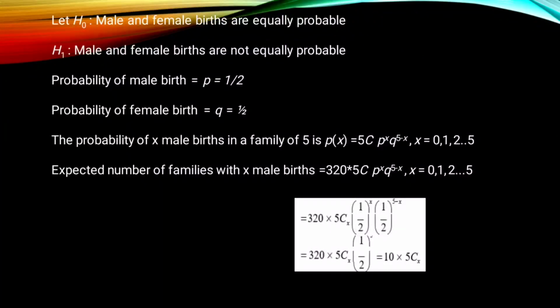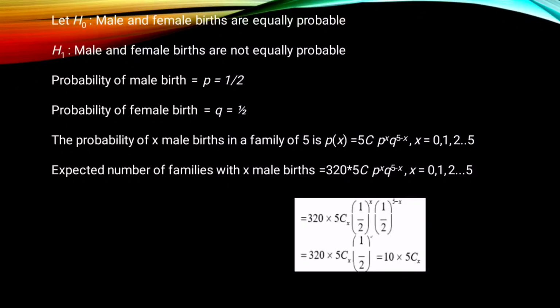Set up the null hypothesis. This is the first step. That is male and female births are equally probable. Then set up the alternative hypothesis H1. That is male and female births are not equally probable. So let us find the P and Q values. The probability of male birth P is equal to 1 by 2 and the probability of female birth Q is equal to 1 by 2. Because obviously the probability will be 1 by 2.